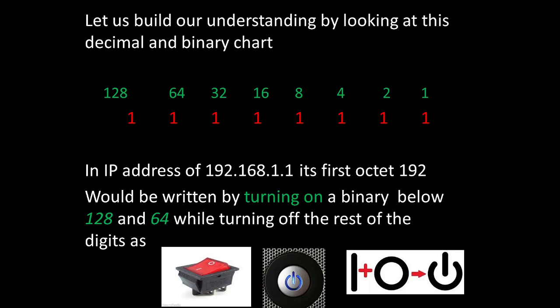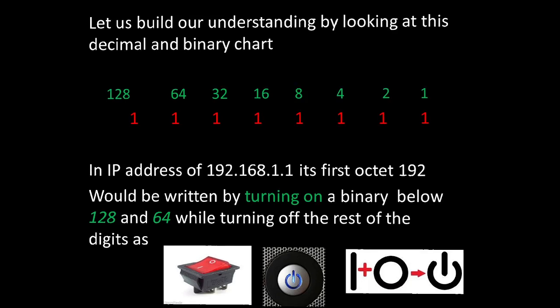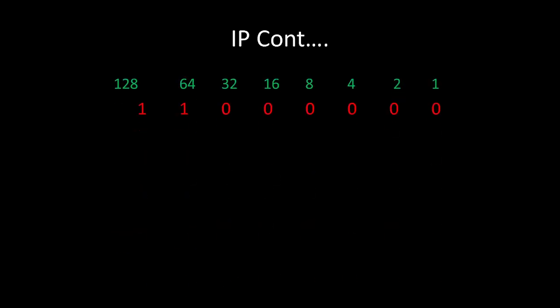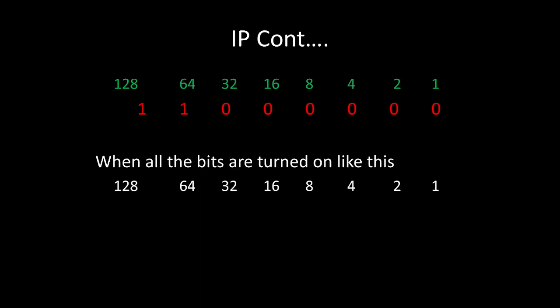So when you turn on a binary below 128 and 64, then you're going to have 192 in decimal, but in binary it will be 11000000. So that's the expression there. So you turn that one on, you turn that one on, the rest of them you turn them off, so that you have that binary. So that binary there represents 192 in that IP address.